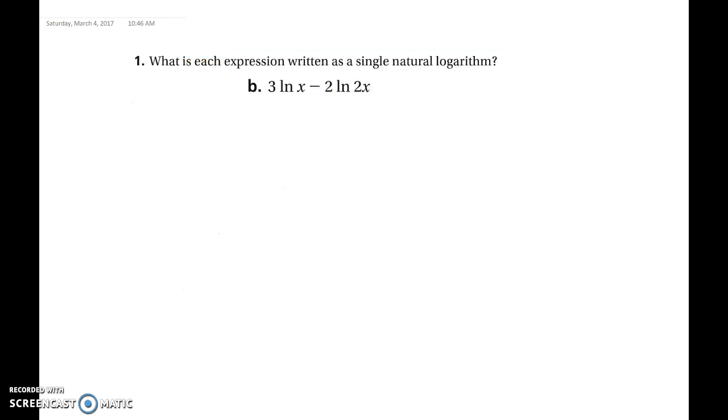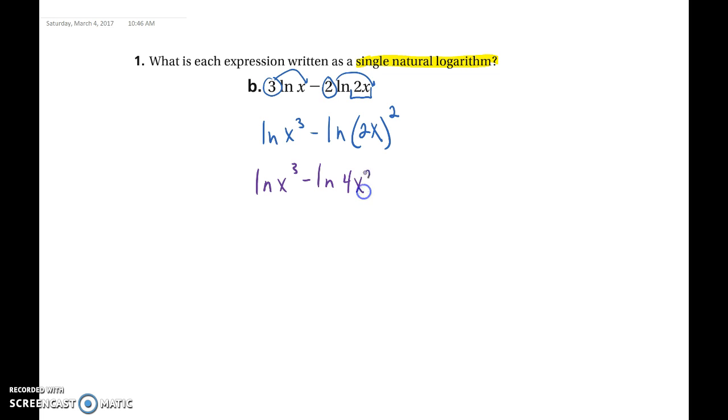All right, so now let's do the last problem for this video. It says, what is the expression written as a single natural logarithm? So same thing, we want to simplify this. Same as we did first, these will need to be rewritten as a power. So then we will get ln of x cubed minus ln of 2x. Now what's important here is that both of these need to be squared, so that's why I'm writing it in parentheses, so that I know that both the 2 and the x need to be squared. So this becomes ln of x cubed minus ln of 4x squared.